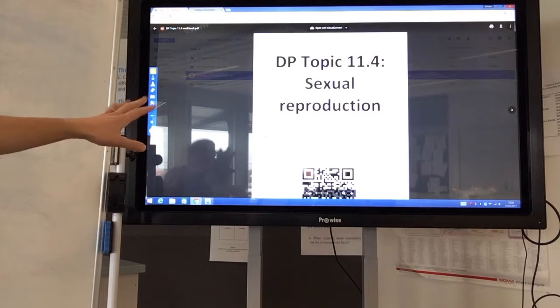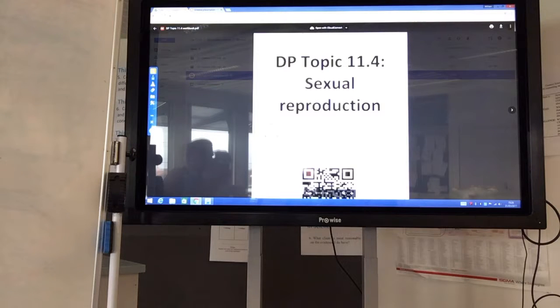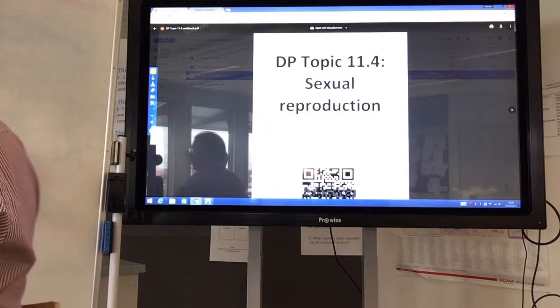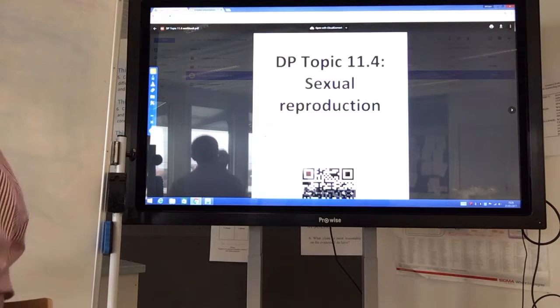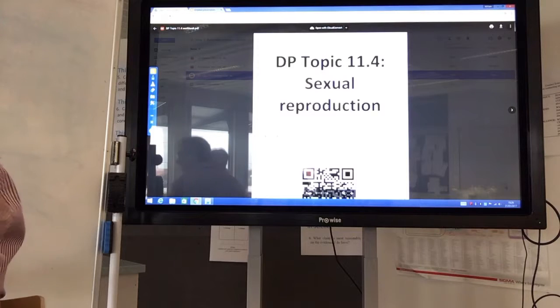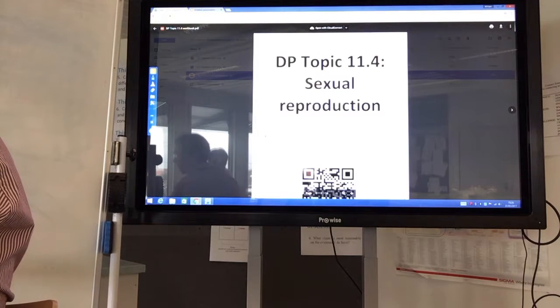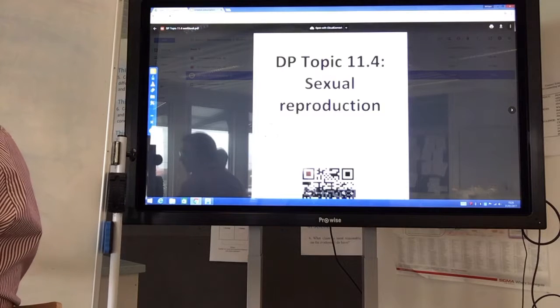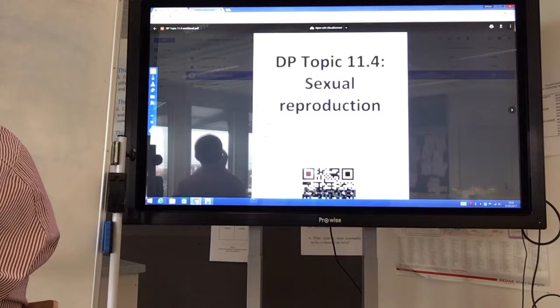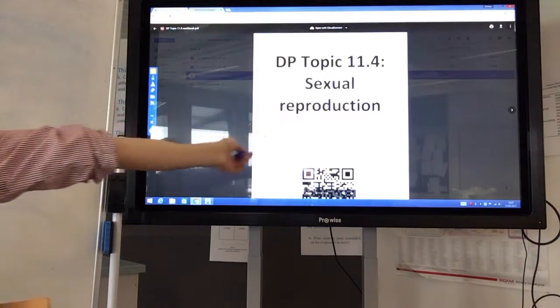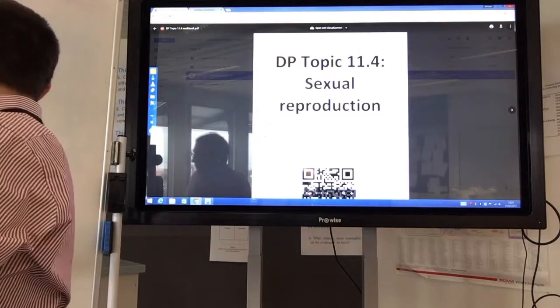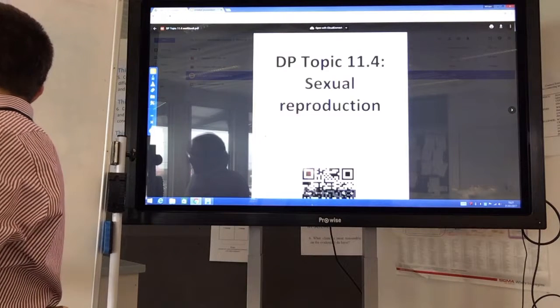Okay, so the essential idea here is that sexual reproduction involves the development and fusion of haploid gametes. I could have put gametes on our word wall here, but can you remember what a gamete is? It's a haploid cell that is used in what process? Sexual reproduction, yeah. So a haploid cell used in sexual reproduction.